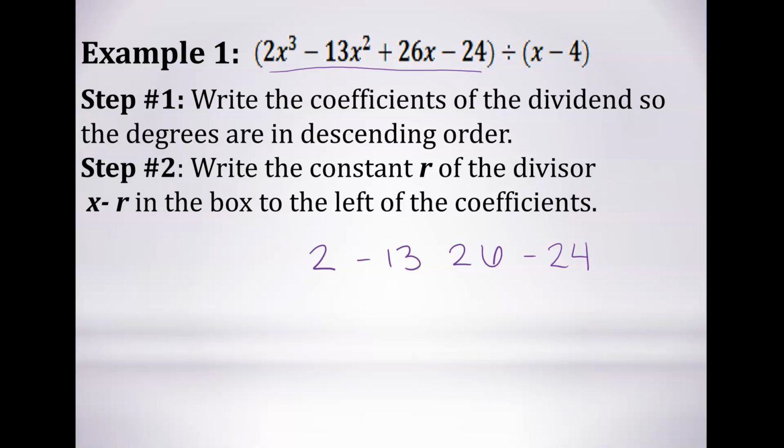Step two, write the constant r of the divisor in the box to the left. And it is always going to be, kind of like we did with quadratics, the opposite of what it is in the problem. So if this is x minus 4, then the value in my box is positive 4.